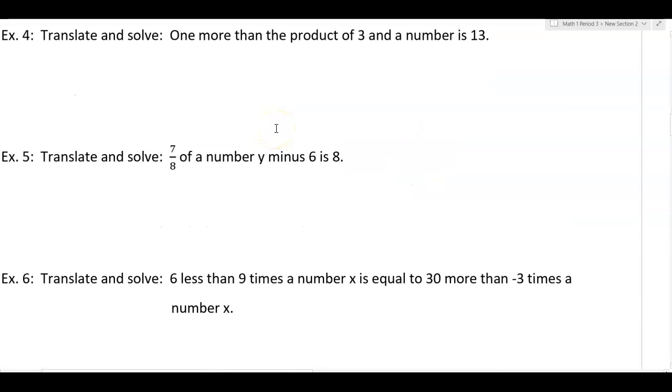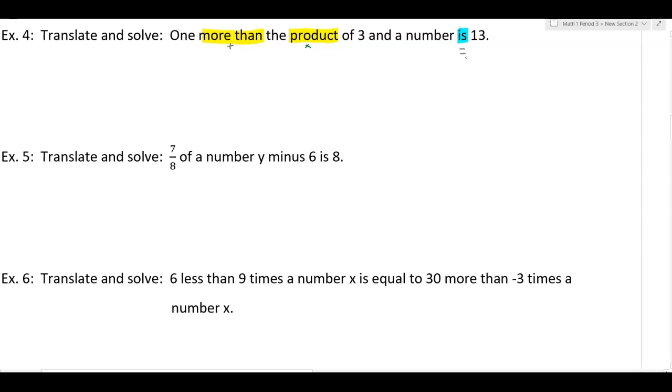Now, translating and solving, right? If you underestimated the translations unit or section in the last chapter, it kind of comes back to haunt you here. So when we translate, you have to know the key words. One more than, right? More than tells me addition. One more than the product, I know, is multiplication, of 3 and a number is. Anytime you see the word is, that tells you where your equal sign goes.